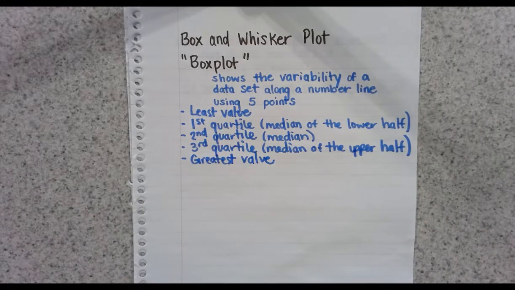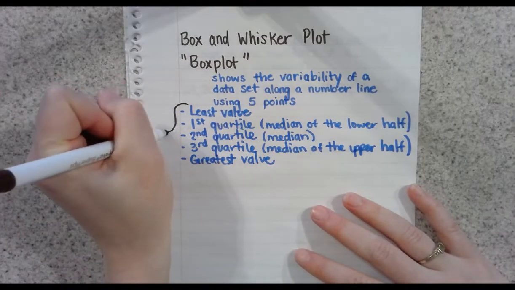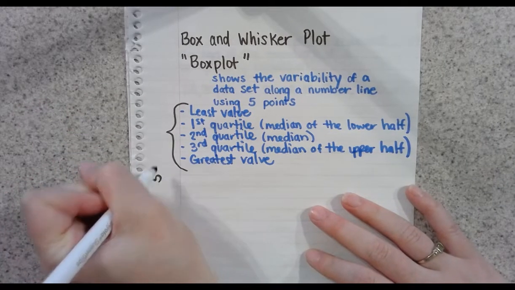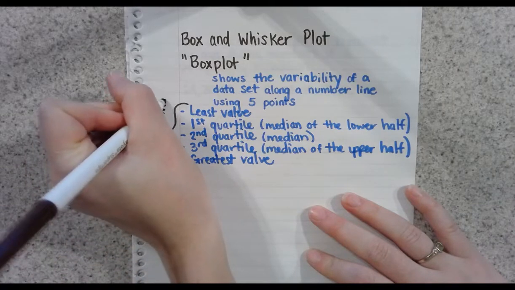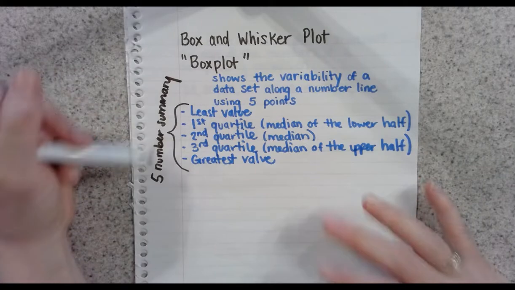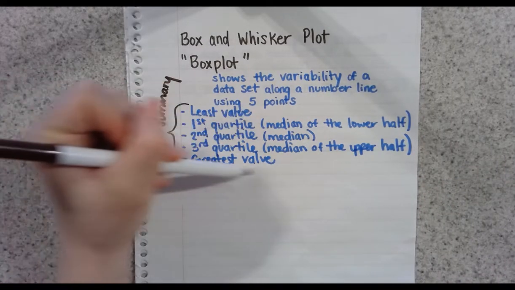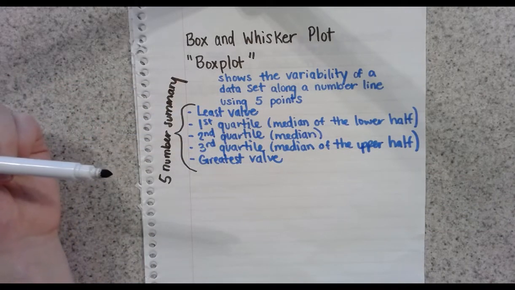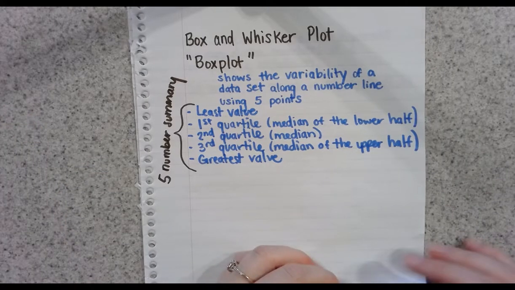So these are the key 5 points that you need to find to create a box and whisker plot. These 5 points have a name. It's called the 5-number summary. You'll hear that vocabulary come up a lot in this section and other sections to come. The 5-number summary refers to these 5 points that you have to find to make a box and whisker plot. The best way to show you what a box and whisker plot is is to do an example.